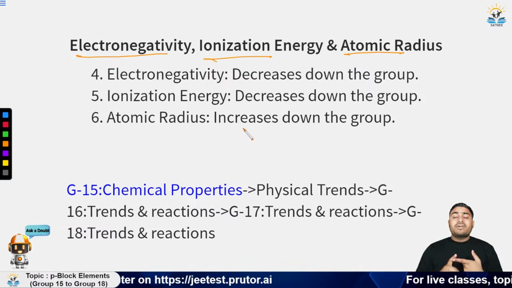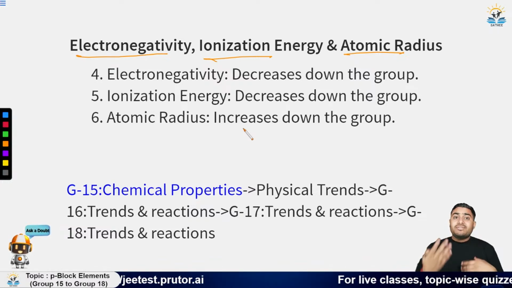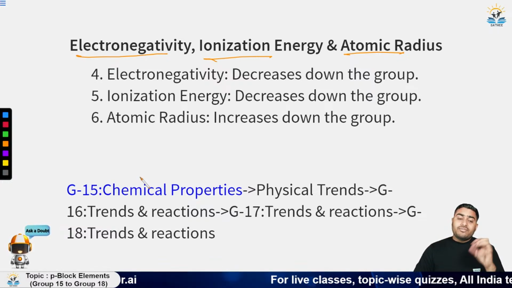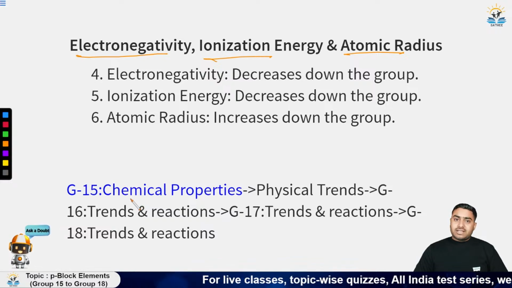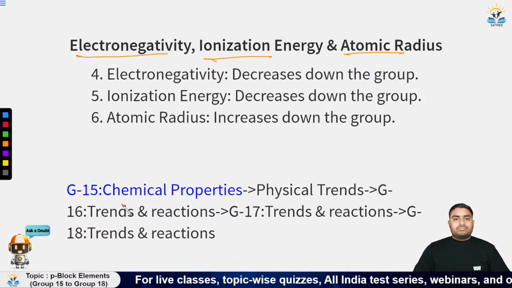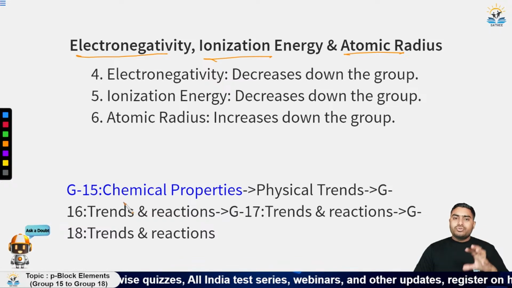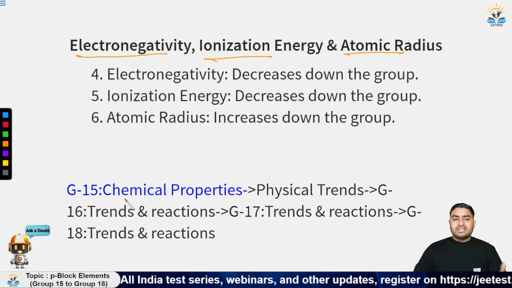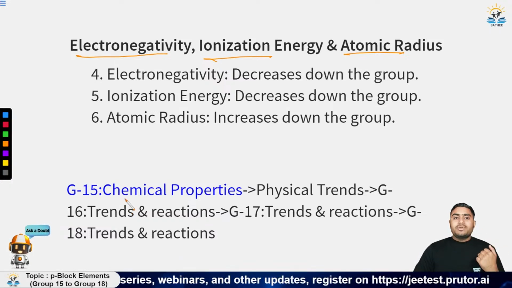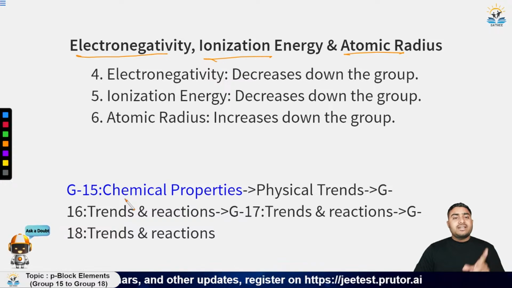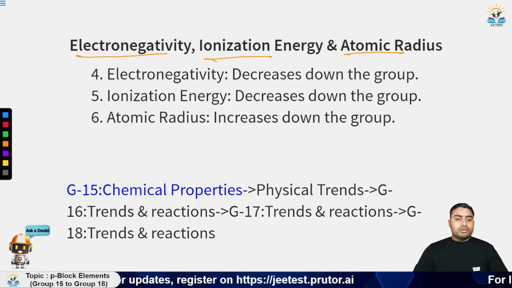Atomic size decreases. If atomic size decreases, Z effective will increase. If Z effective increases, definitely electronegativity will increase, right? Okay, and top to bottom, due to the addition of a new shell, electronegativity will decrease. Due to the addition of a new shell, atomic size increases, Z effective decreases and electronegativity also decreases.